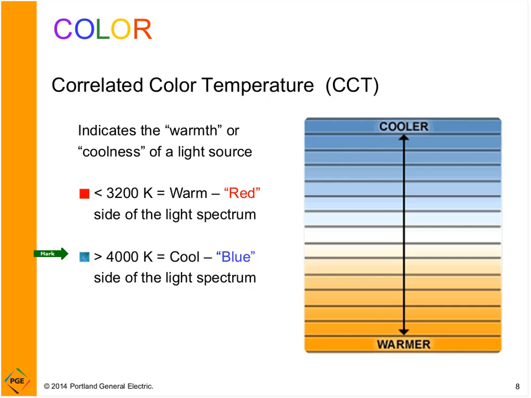So because of this phenomena of seeing tasks better under cooler sources, using higher color temperature lamps may allow us to save energy if light levels can be lowered and still enable us to see well.